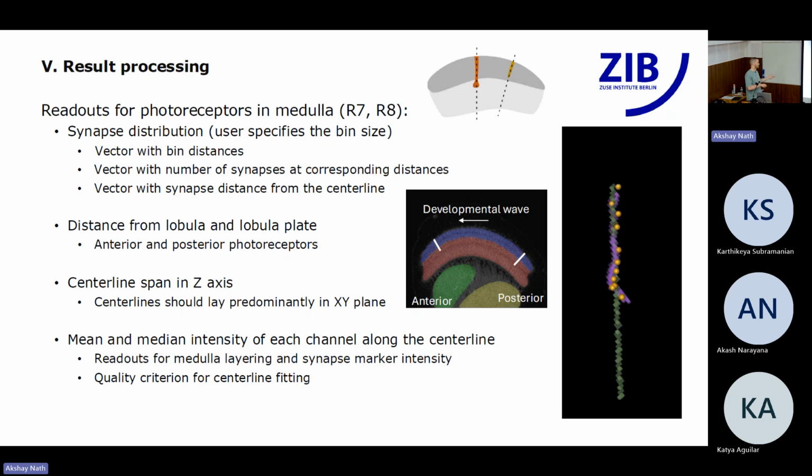Another readout is the center line span in the Z-axis. Because of the way the brains were mounted and imaged, the majority of the center lines and photoreceptors should lie within the XY plane. So in case we get a really high Z-axis span, it could mean different things, but a high center line span would be the reason to exclude this photoreceptor from further analysis.